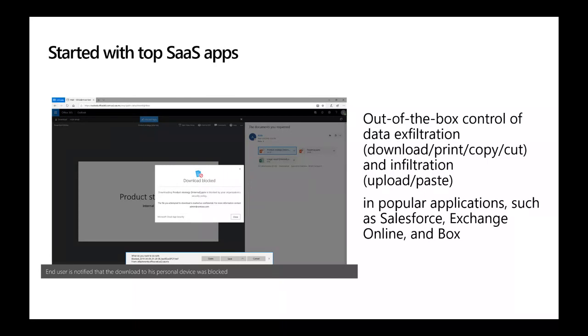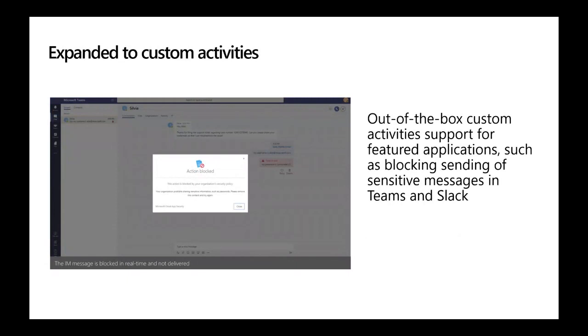So I kind of already walked you through the timeline here. This is a quick timeline, and then we'll jump to the demo of how we sort of got here. So what we started with, like I said, in popular applications, Box, Salesforce, Exchange Online, etc., was, hey, we'll give you out-of-the-box control of download, print, copy, cut, upload, and paste in popular applications. And then we started expanding to custom activities. So we had customers come to us and say, hey, those basic controls are great, but on top of that, we also have controls that are unique to applications. Like in Slack and in Teams, we want to be able to block sending of sensitive messages.